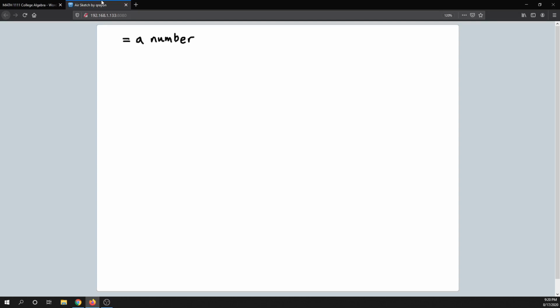Okay. And then the next thing you're going to do is give that thing that you're trying to find some variable. I'm just going to call it X. It really doesn't matter what variable you call it, but that's just a common one to use in algebra. So that's what I'm going to do.